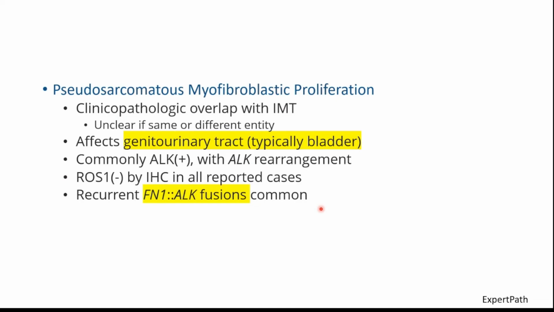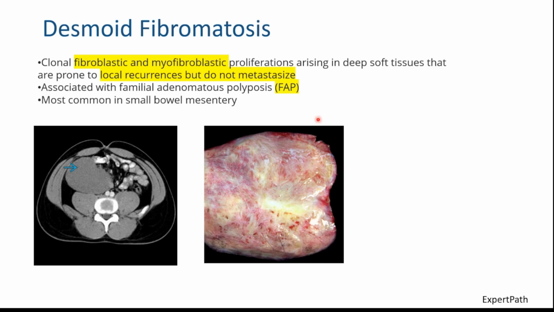Okay, let's continue. We're almost done. We have the last entity to talk about. There's desmoid fibromatosis. This is a clonal fibroblastic and myofibroblastic proliferation arising in deep soft tissue, and it usually just recurs locally and does not metastasize. But for the test purpose, it's associated with familial adenomatous polyposis and Gardner syndrome. And the most common site in the GI tract is the small bowel mesentery.